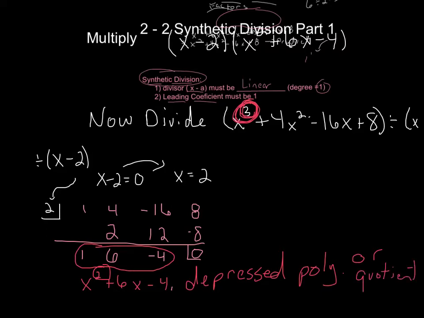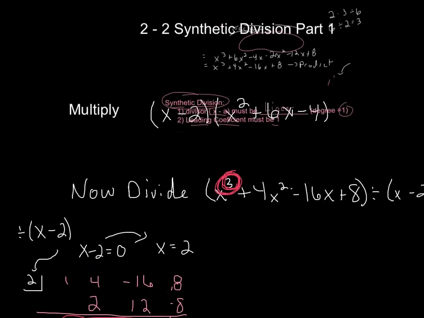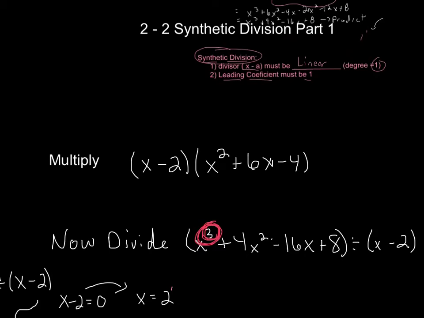The important part I want you to see is that x squared plus 6x minus 4, if I blow this back up, here it is right here, see? It's what we had originally when we multiplied. It was the other factor.